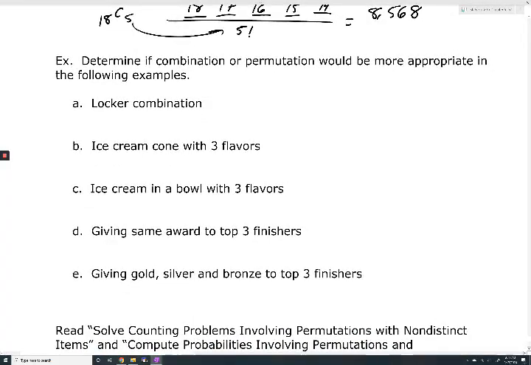All right, pause. Try and figure out whether these are combinations or permutations, and then come back afterwards and check to see if you got all of the correct answers.